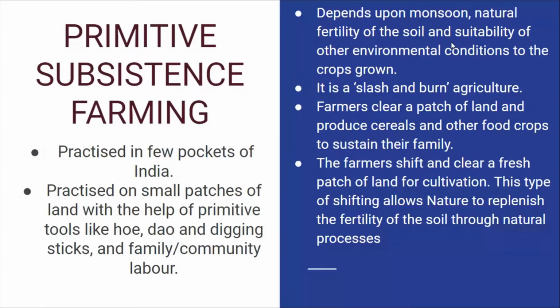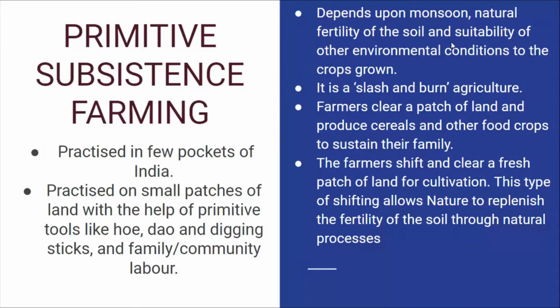What is primitive subsistence farming? It is practiced in a few areas of India. It is practiced on small patches of land with the help of primitive tools like hoe, dao, digging sticks, and family or community labor. They will not use modern tools, but simple tools like hoe, dao, and digging sticks, and family labor works in it. Now it depends upon monsoon, natural fertility of the soil, and suitability of other environmental conditions to the crops grown. It is slash and burn agriculture.